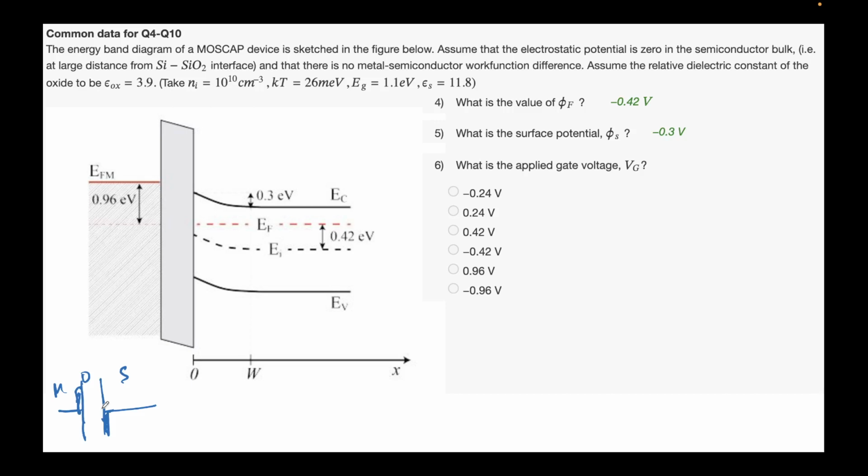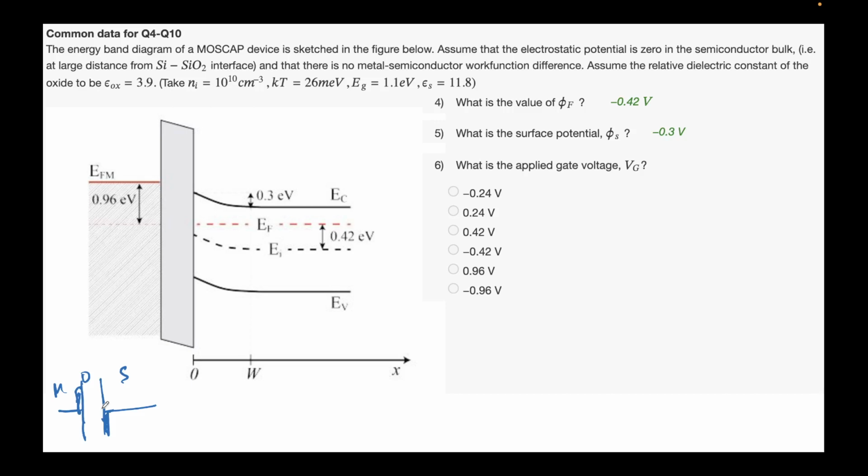But otherwise, if it's not in accumulation or flat band, you will invariably see some depletion region, which we are definitely seeing here. So the gate voltage that we are applying will drop in the oxide as well as in the semiconductor. This is only for accumulation, but here we definitely see a depletion width. Okay, all right. So I was saying, the applied gate voltage, what will happen to that?